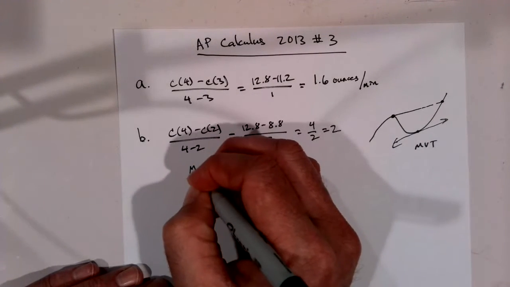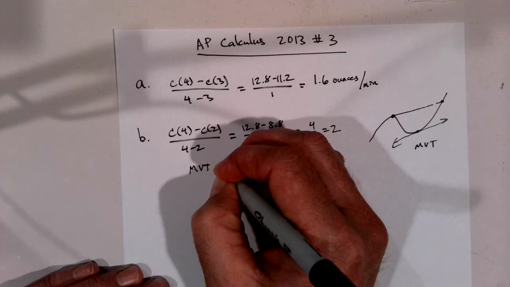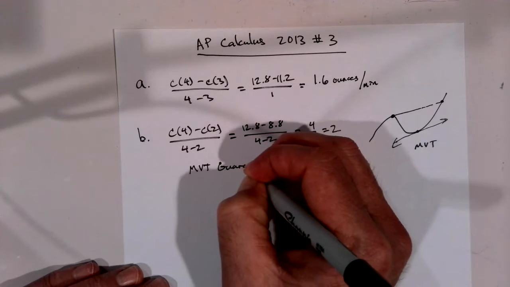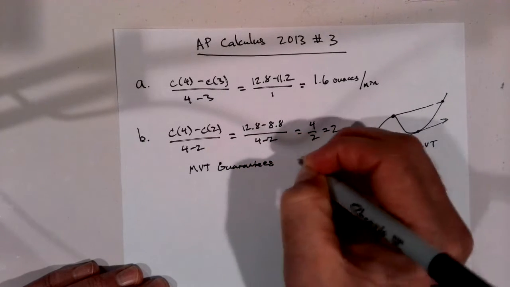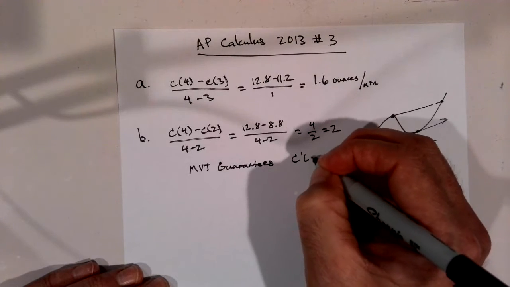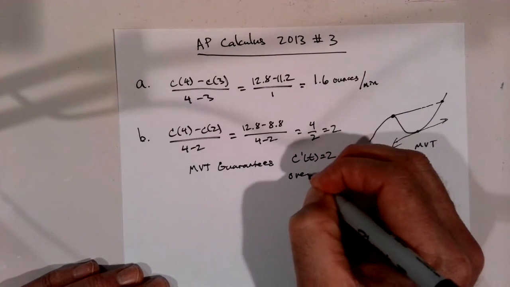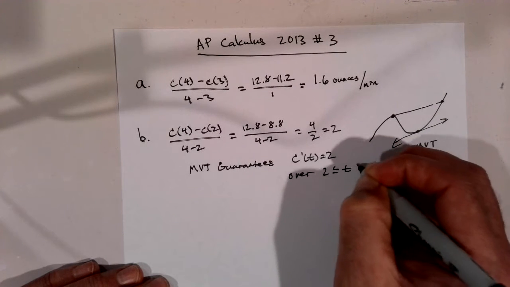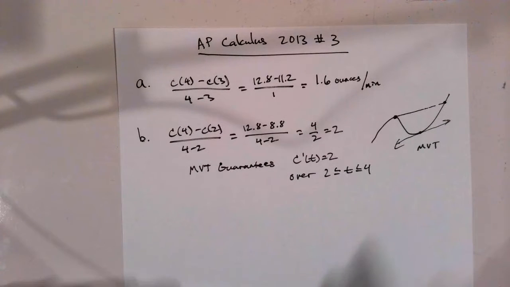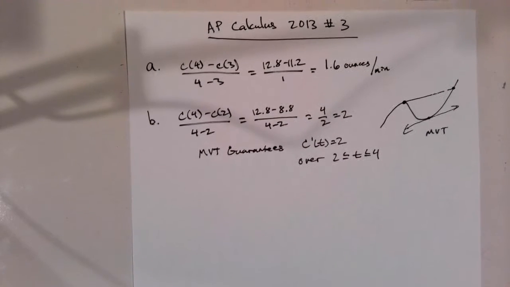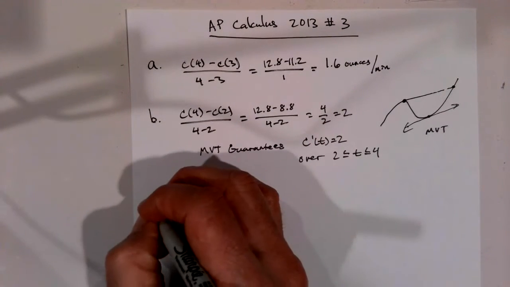So the mean value theorem guarantees C prime of t equals 2 over the interval 2 to 4. Okay, so the mean value theorem is going to guarantee that, which is a nice deal. Okay, so invoking the mean value theorem, very important.